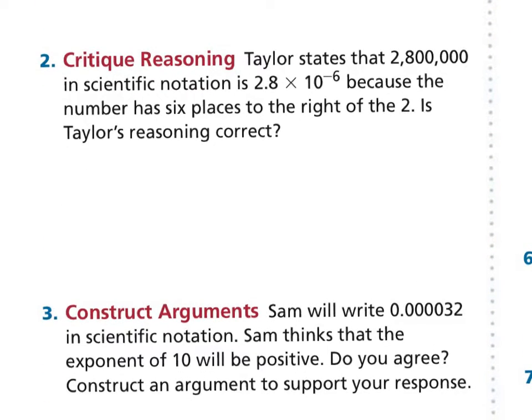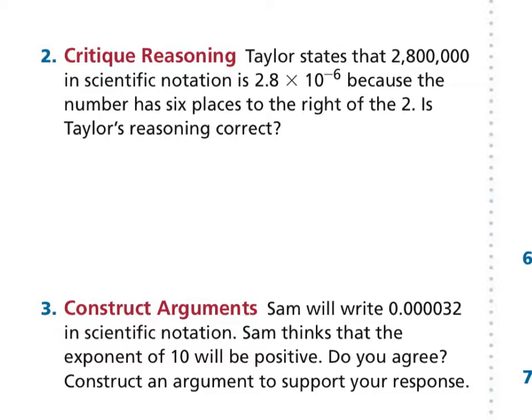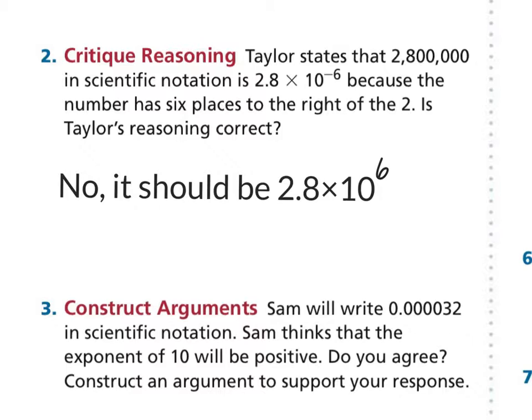Number 2, Taylor states 2,800,000 in scientific notation is 2.8 times 10 to the negative 6 because the number has 6 places to the right of the 2. Is Taylor's reasoning correct? So we could say that it should actually be 2.8 times 10 to the 6, not negative 6. A big number is going to have a positive exponent on it.